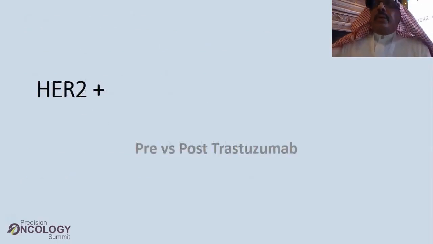Now, in the HER2 positive, you really need to separate the data between pre and post the use of trastuzumab.